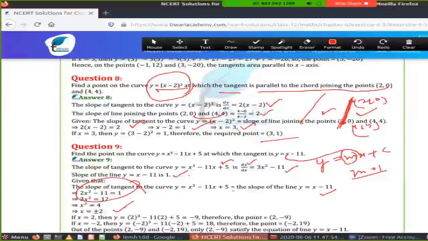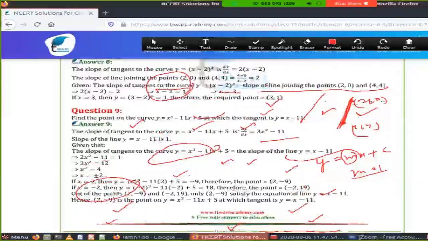If x is 2, then what is y? Minus 9. From the equation of the curve, you can get it. If x is equal to minus 2, what is the value of y? That is 19. So these are the 2 points, and you have to check which will satisfy the equation. Out of the points, which one will satisfy? (2, minus 9) is the point which will satisfy the equation y equal to x minus 11. So this is the answer.